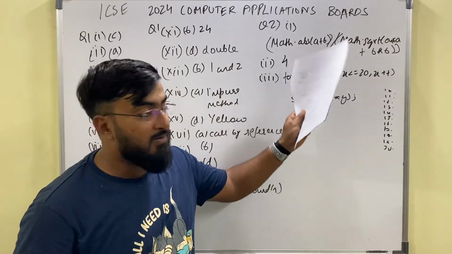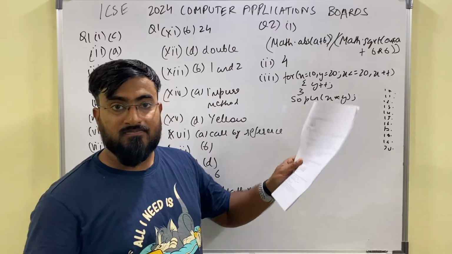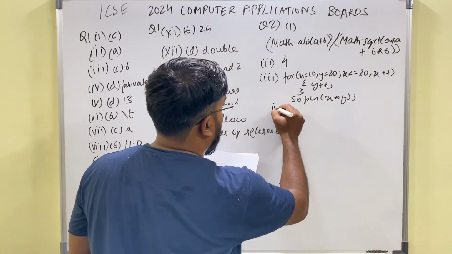After the loop, x is 21. 11 times this loop runs, y plus plus happens 11 times. So you get the same output. Okay, moving on to part 4.